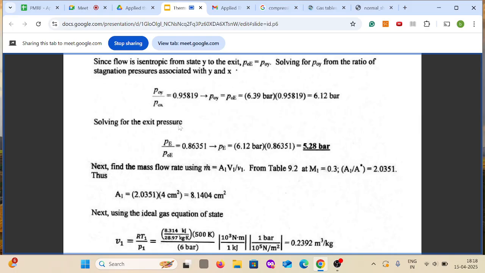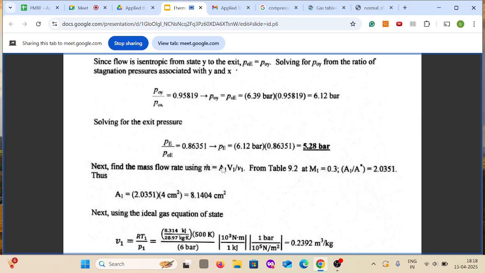So solving for the exit pressure, P by P naught E equals 0.86351. So the exit pressure will be 6.12 into 0.86351, which gives you 5.28 bar. Next, we have found out the exit pressure for which your normal shock occurs at 1.4 Mach number. Now we need to find out the mass flow rate.